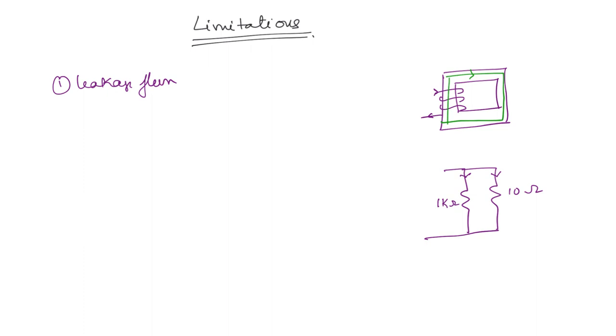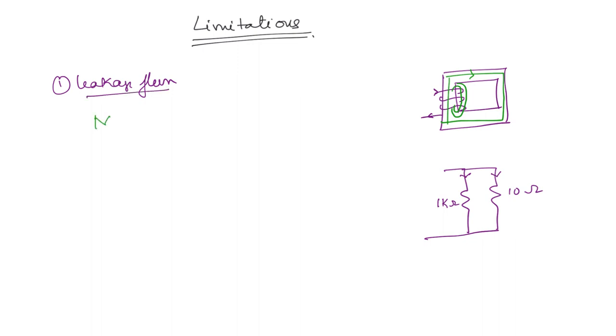Similarly, what will happen here is there will be some amount of flux that is leaking out of the magnetic core. Because it is outside the magnetic core, we call it the leakage flux. It will not be useful flux. So when we discuss machines, it will become more clear to you.